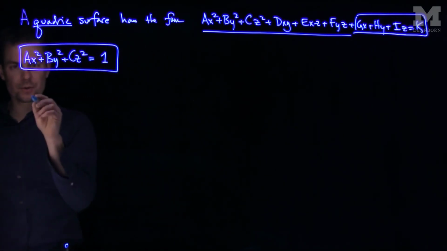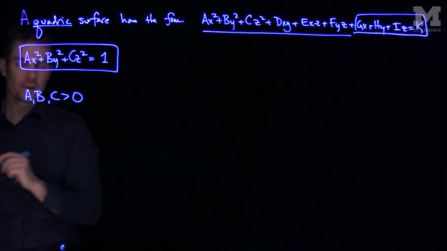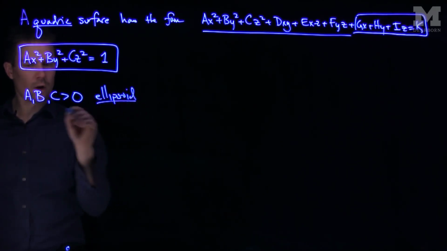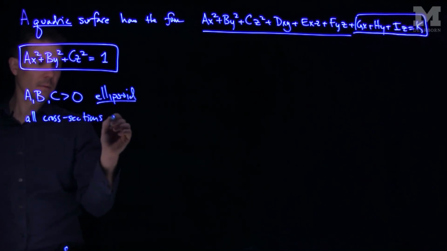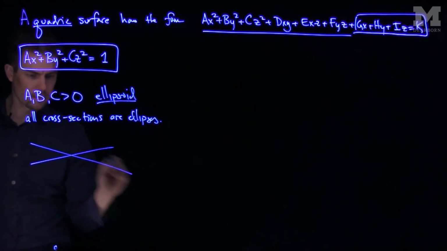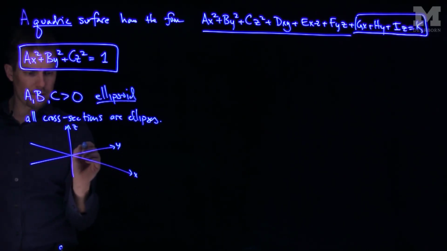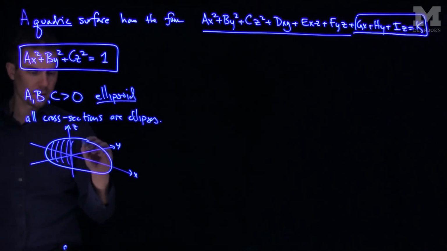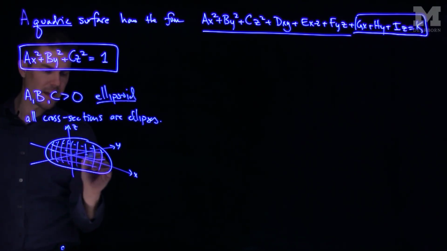So if we have the special case where a, b, and c are all positive, then this will generate an ellipsoid, and all cross sections are ellipses. And what these will look like, if all the cross sections are ellipses, you will have a shape that looks like this. All the cross sections will be ellipses, and so you get an egg shape.